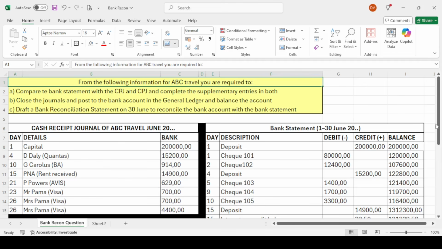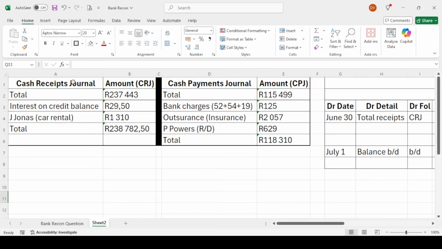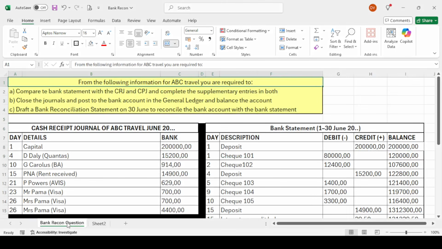So they don't expect you to do a full cash receipt journal and a full cash payment journal. It's just a little sheet. It looks like this: cash receipt journal, cash payment journal. So it's very short. It's just for you to reconcile. Okay, how does this work?